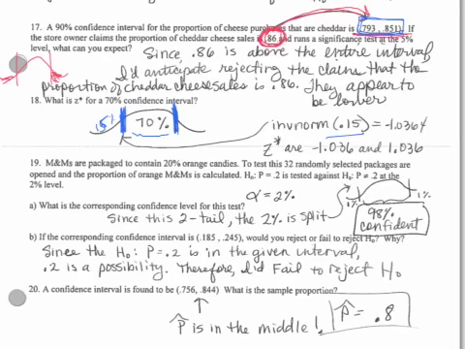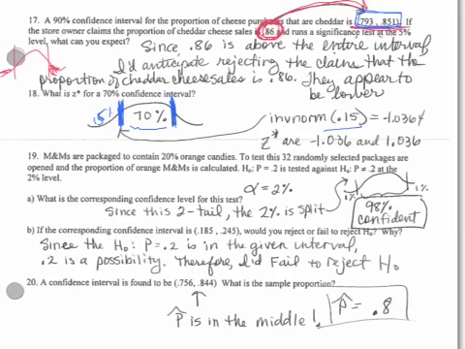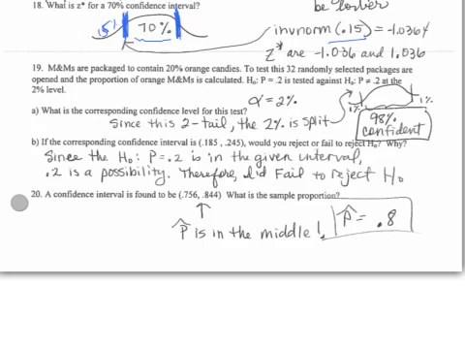All right, for 19, what we have is M&M's packages. They're supposed to contain 20% orange. Okay, so they test this. 32 randomly selected packages are opened, and the proportion of orange M&M's is calculated. All right, so they're testing the null, saying that the orange proportion is 20%, and the alternative is saying not equal to. All right, so they test this claim at the 2% level.